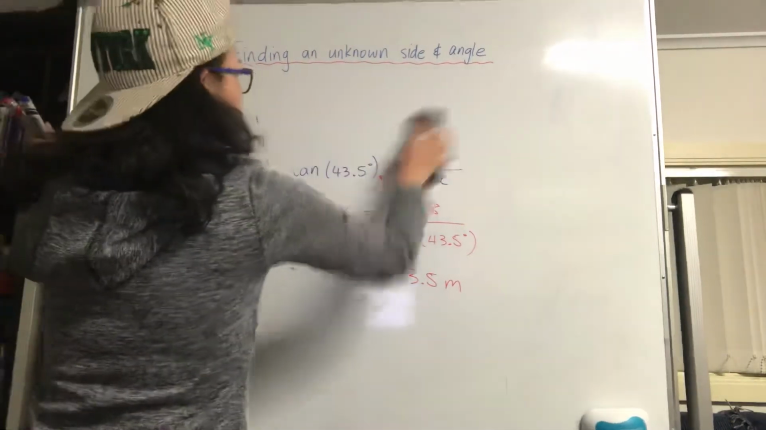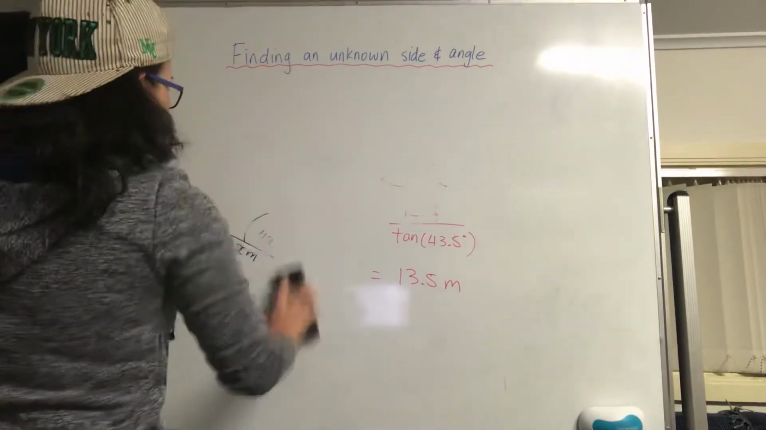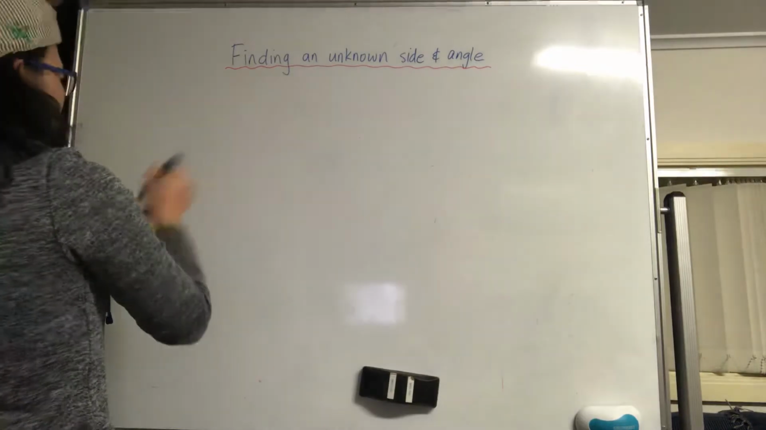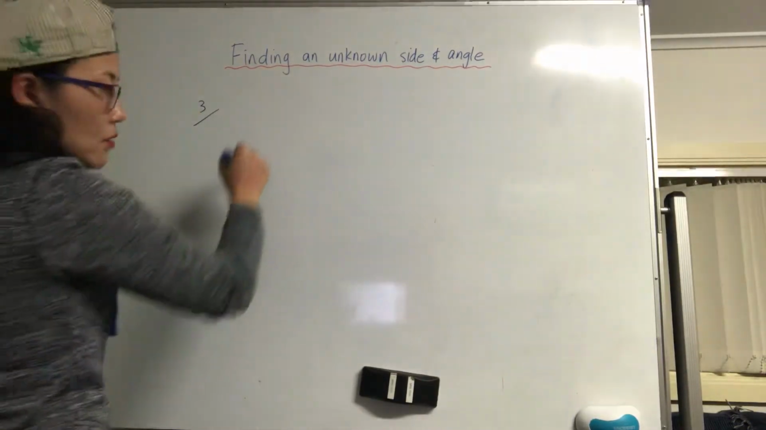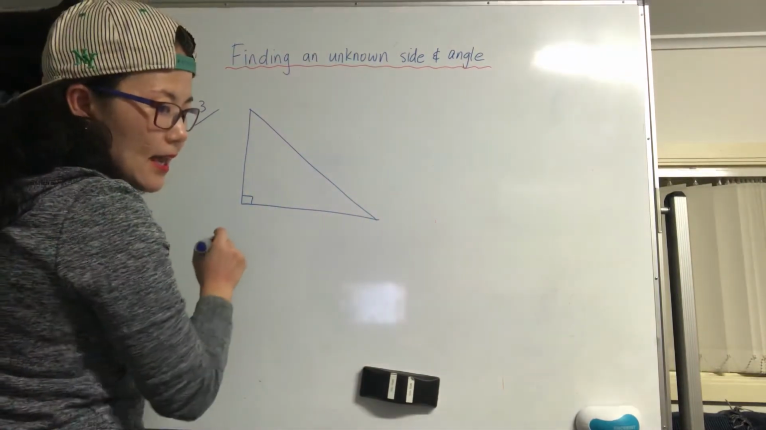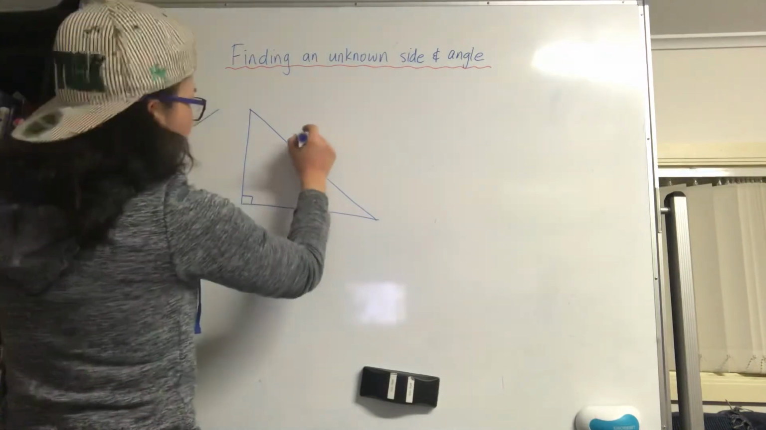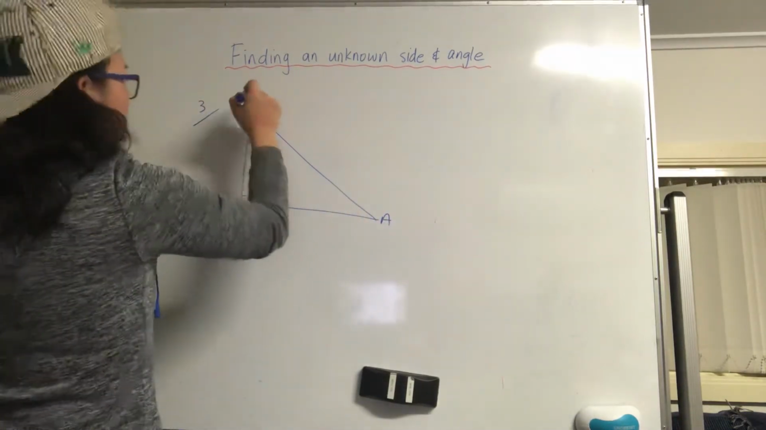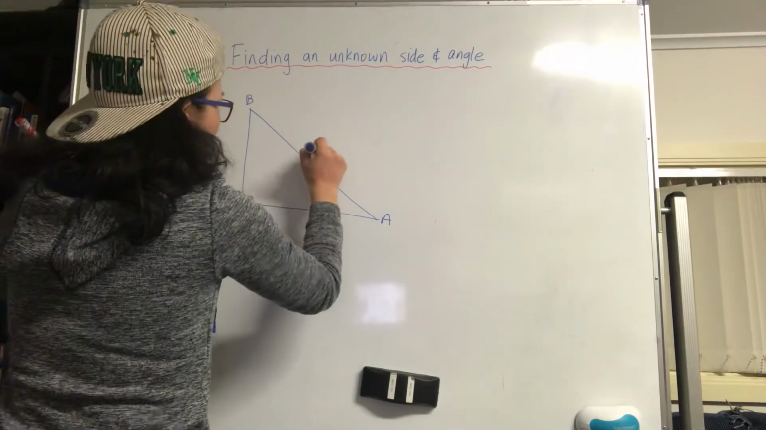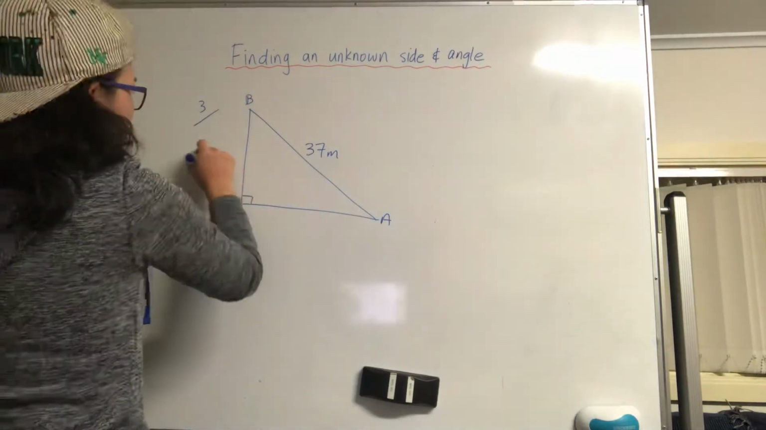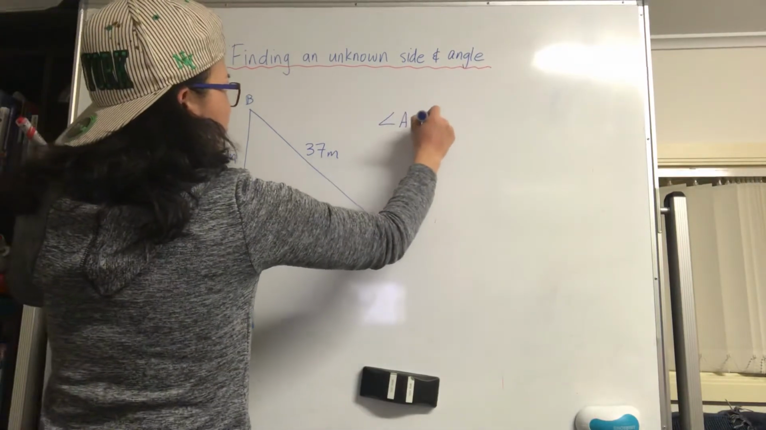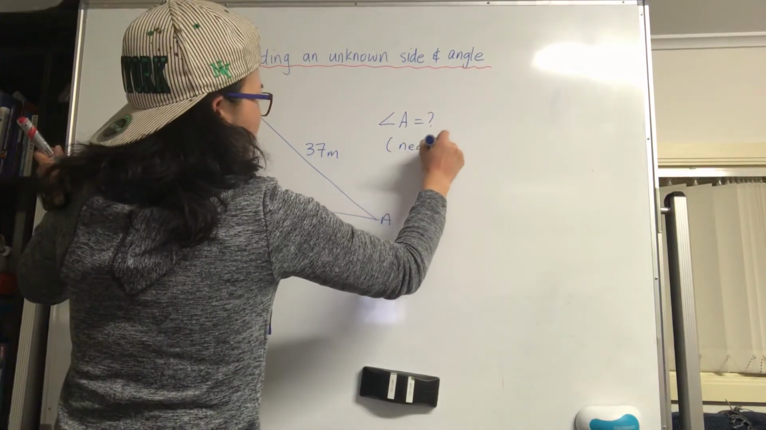Number 3. Again, it is going to be a right angle triangle. This time we're going to look for the unknown angle. Here is a classical right angle triangle, and I'm going to name it ABC. Well, I didn't name it before, but why not? So it'll be 37 meters, and then 25 meters, and I'm looking for angle A to the nearest degree.